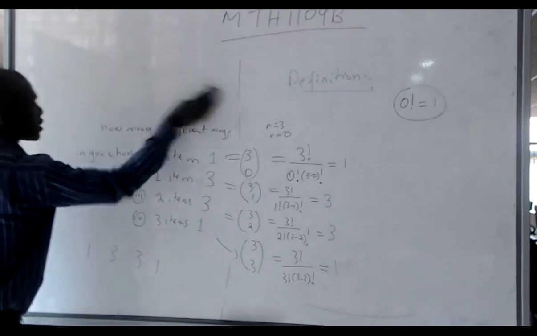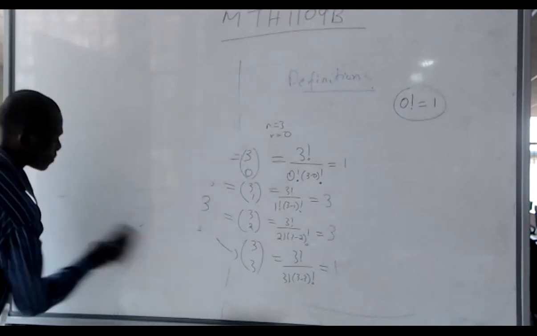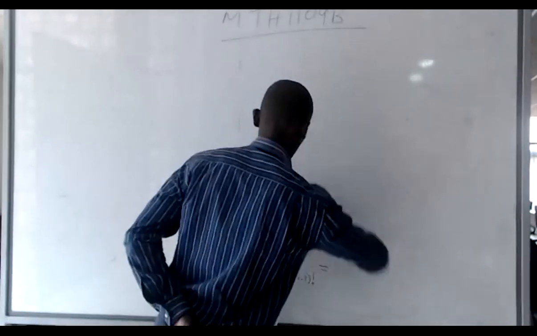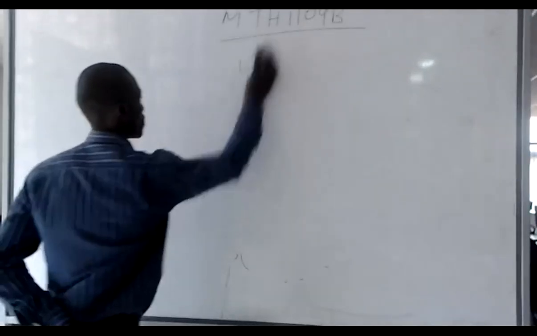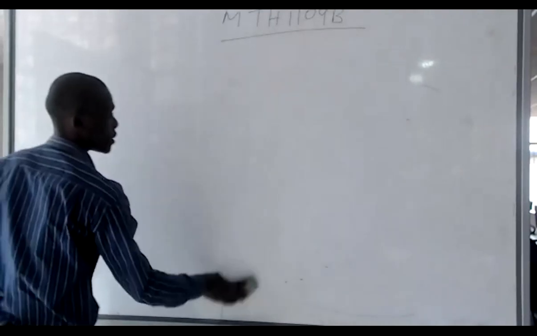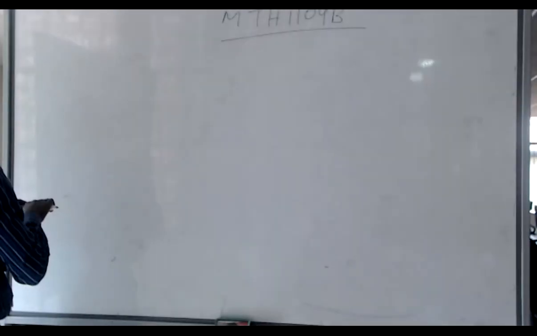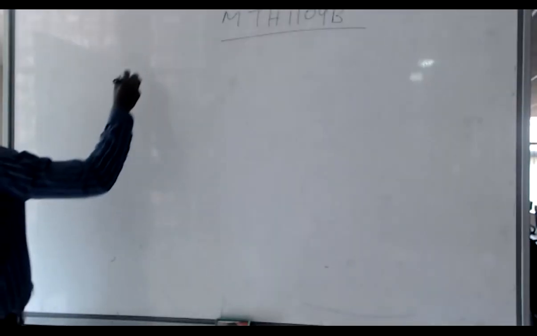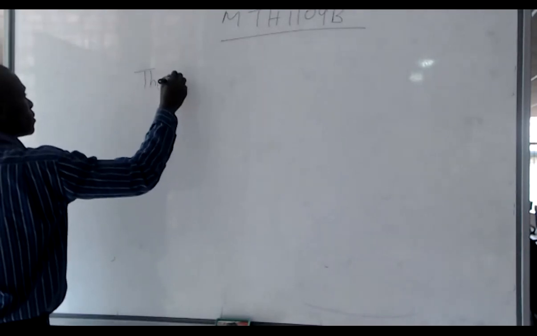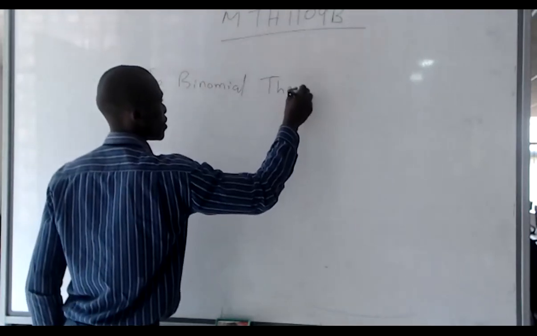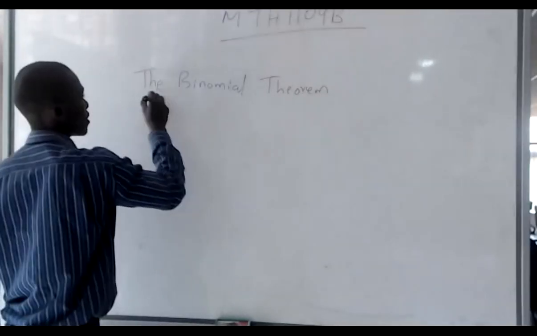Good. Now let us state the binomial theorem. We'll state the binomial theorem. Should be using binomial expansion. The binomial theorem. Binomial theorem. This is the last theorem we're learning this class.